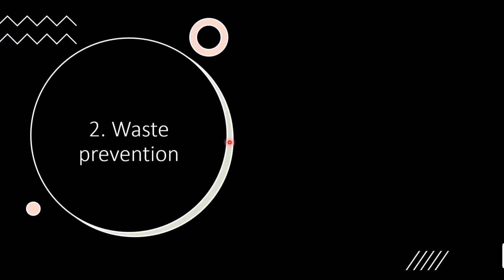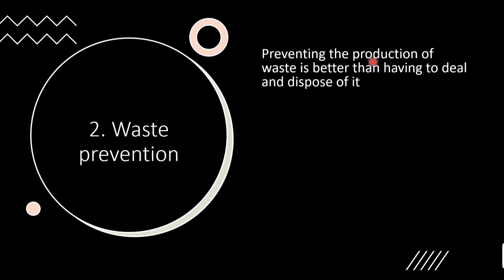Our second principle is waste prevention. Preventing the production of waste is better than having to deal with and dispose of the waste in the first place. Developing a chemical process that doesn't have waste is better than learning to dispose of waste that you produce. So how does preventing waste impact green chemistry?